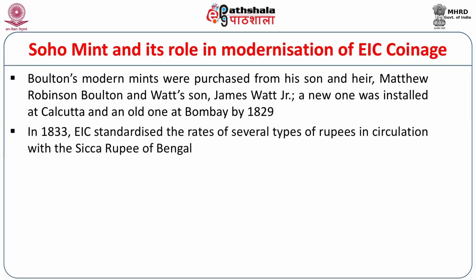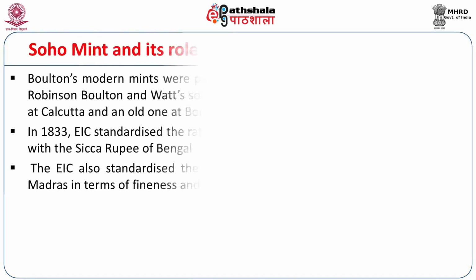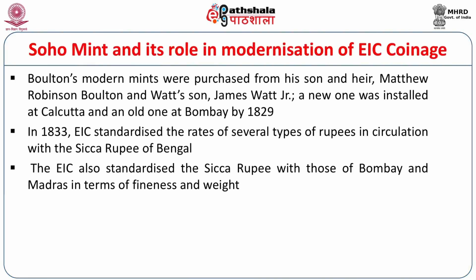By 1833, the East India Company also began to standardize the rates of several rupees. We can imagine about 100 kinds of rupees were in circulation in India at this period, and these were competing with the official currency of various presidencies. Here the East India Company standardized the rates of exchange with the Sikka rupee of Bengal presidency. The East India Company also standardized the Sikka rupee in its weight and fineness against the rupees of Bombay and Madras Presidency.